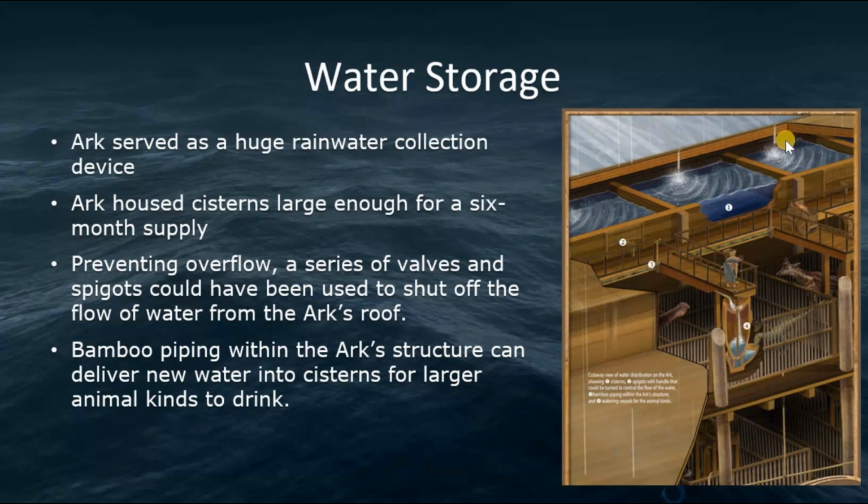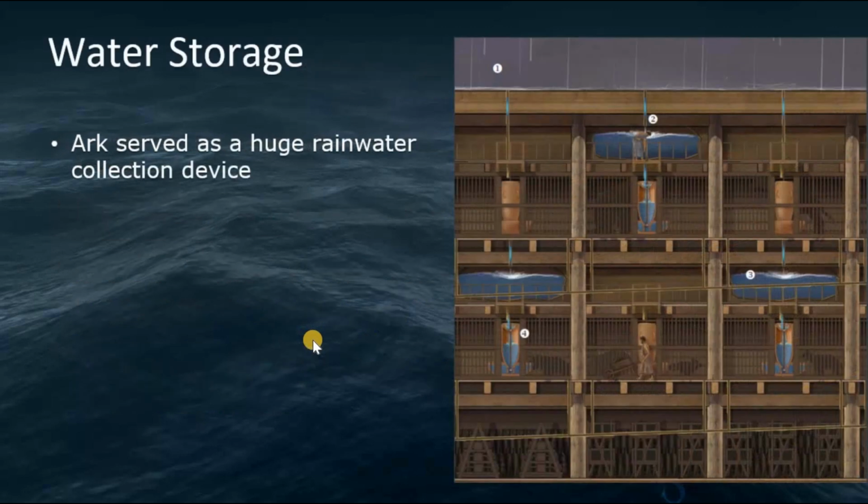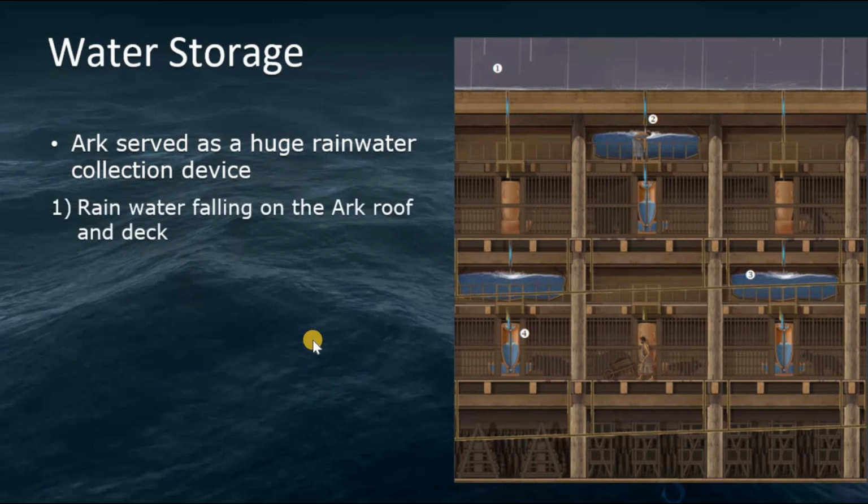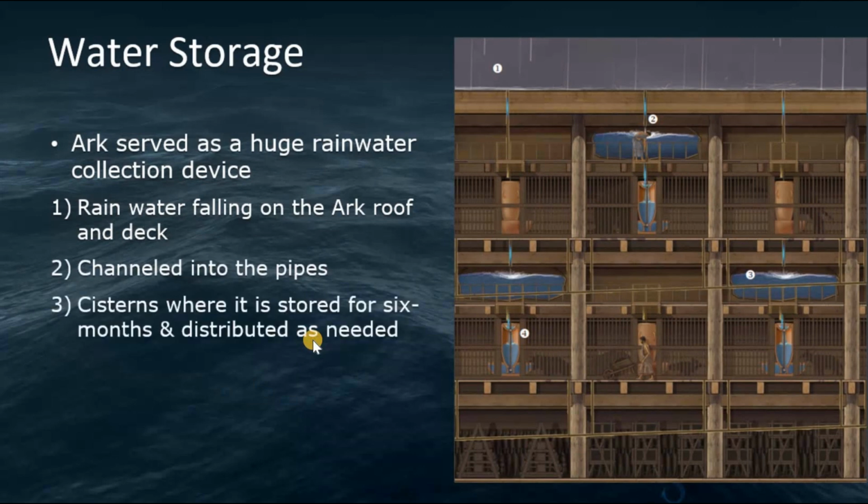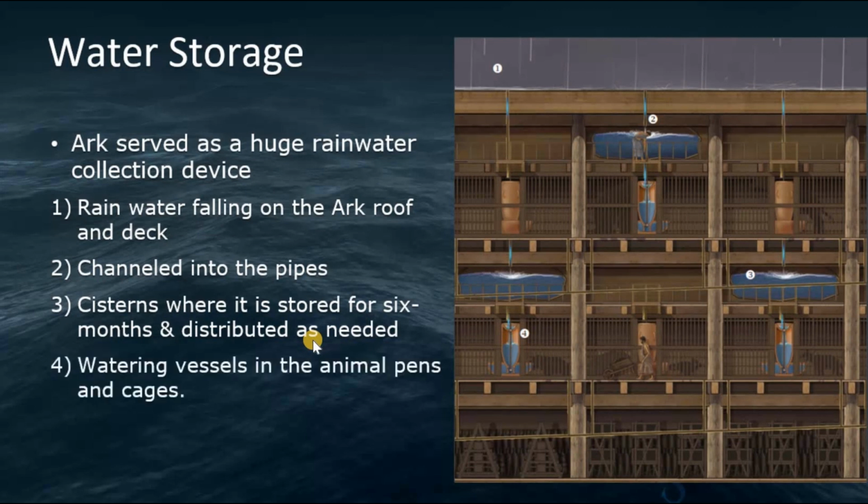And here's a picture of it, where you have the water being stored up top and then going through the spigots and falling into the large cisterns. So the ark served as a huge rainwater collection device. The rain falling on the ark roof and deck was then channeled into these pipes, and the cisterns, where it is stored for 6 months and distributed as needed, and the watering vessels in the animal pens and cages. So the rain comes into these cisterns, and then the pipes feed these containers where it could fill up for about 6 months, and the thinking was there's extra containers or they could deliver even more water when the floodwaters ended.